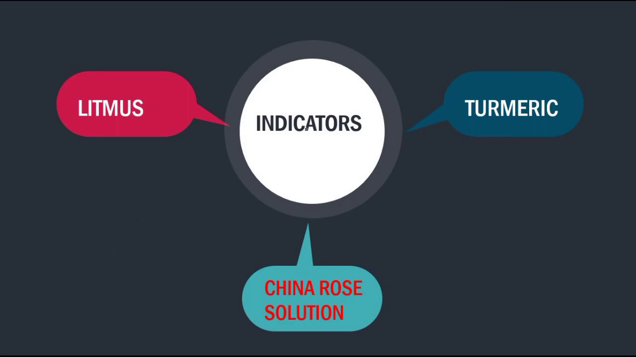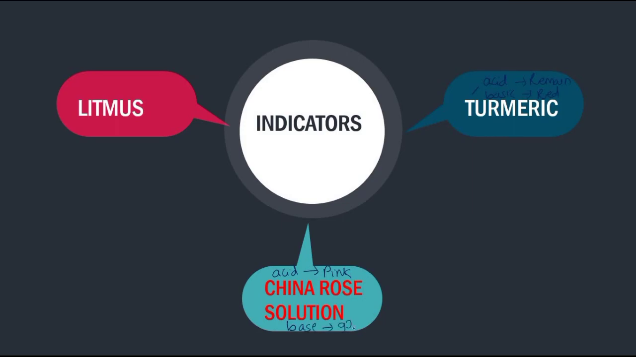Here we go. There are three types of natural indicators. The first one is turmeric indicator. In the presence of acid, there is no change in the color of the turmeric indicator. But in the presence of base, it changes into the red color. China rose solution, in the presence of acid, changes into pink color, and in the presence of base, it changes into green color.